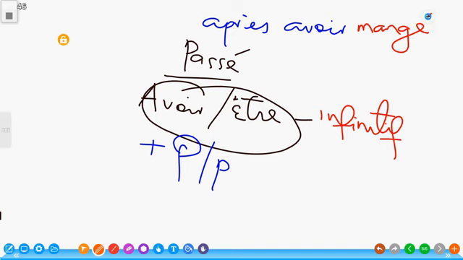Après avoir mangé. Now, quickly, what do you think après avoir mangé will mean in English? I think it gives us after having eaten. After having eaten. So, if we go back to the page that we were on before, let me show you something.